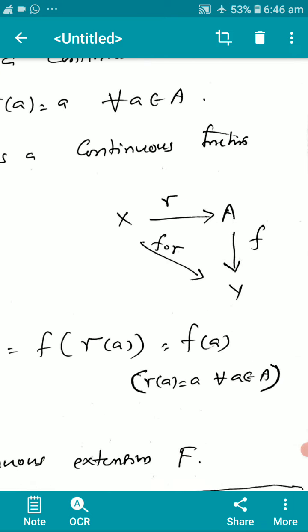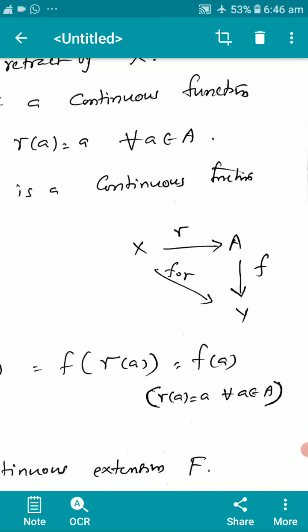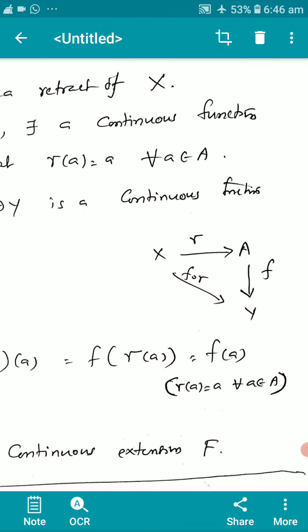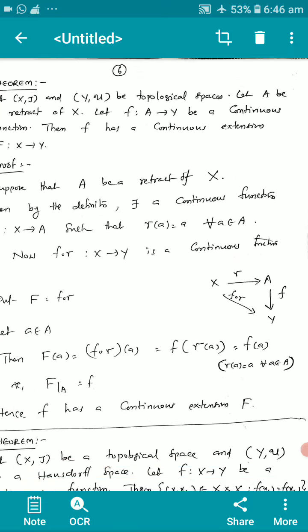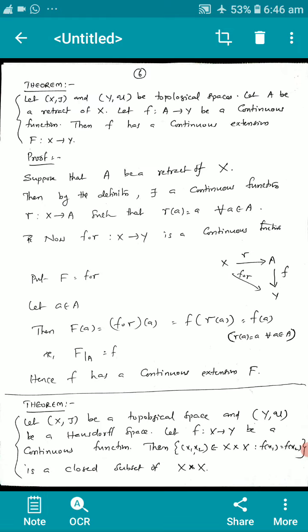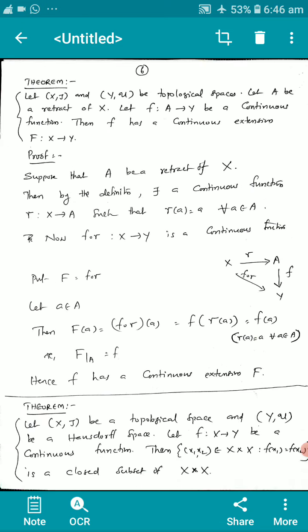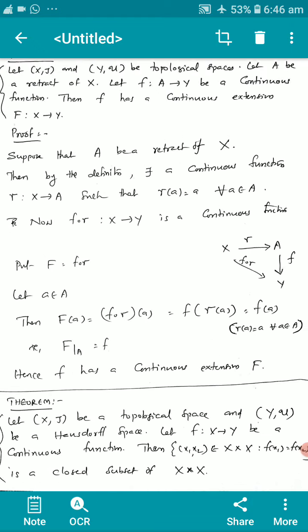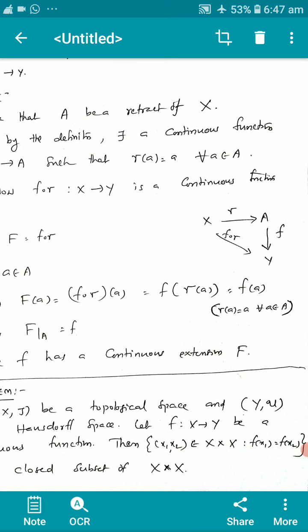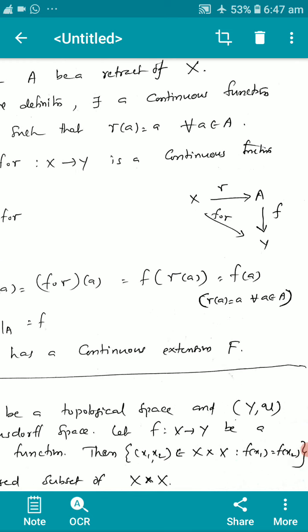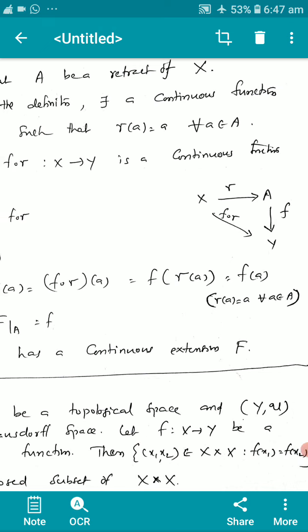You can see that gamma is from X to A, and f is from A to Y. So what about the composition? f composite gamma is from X to Y. Now f composite gamma from X to Y is a continuous function, because the composition of continuous functions is once again a continuous function. Take capital F equal to f composite gamma, and take an element a in A. Then F of a equals f composite gamma of a, that is f of gamma of a, which is f of a because gamma of a equals a for every a in A.